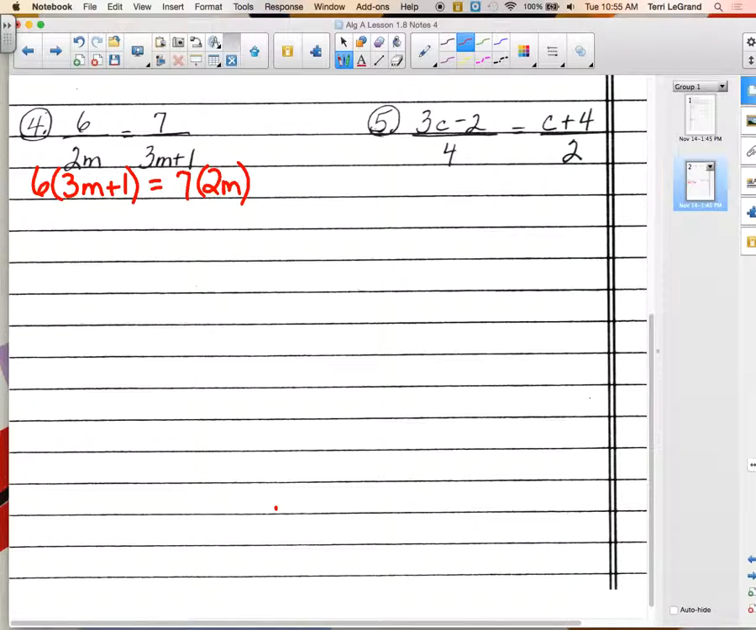So the parentheses on the left side have two roles. They show that the whole addition problem has to be multiplied by 6. And since we didn't show a multiplication dot, they're also showing multiplication. On the other side, we could either use a multiplication dot, or we can put the 2m in parentheses to show multiplication. Okay, go ahead and do the next step, which would be doing the multiplying.